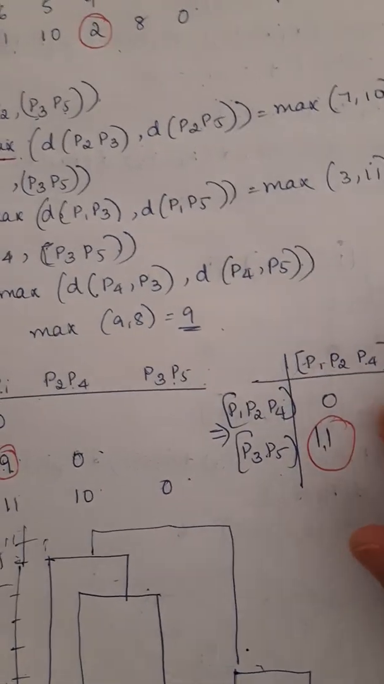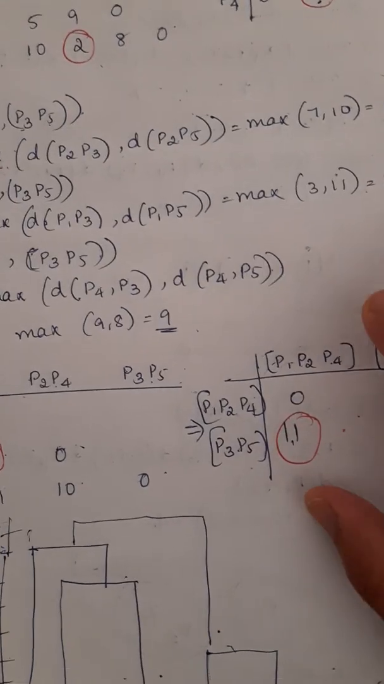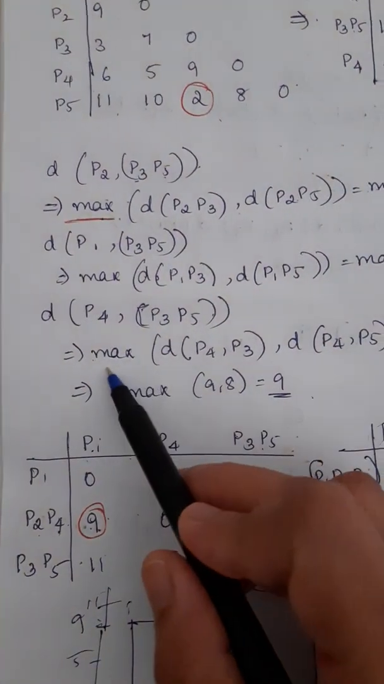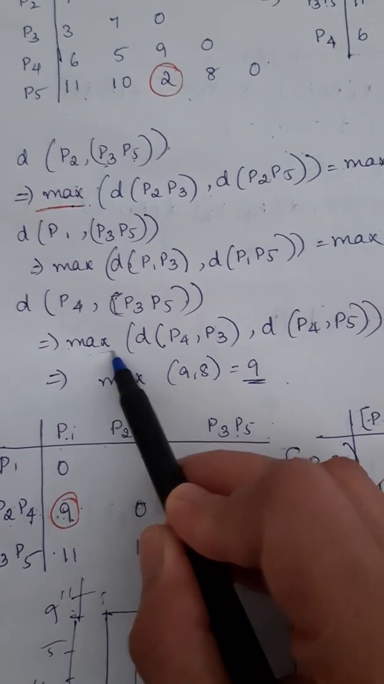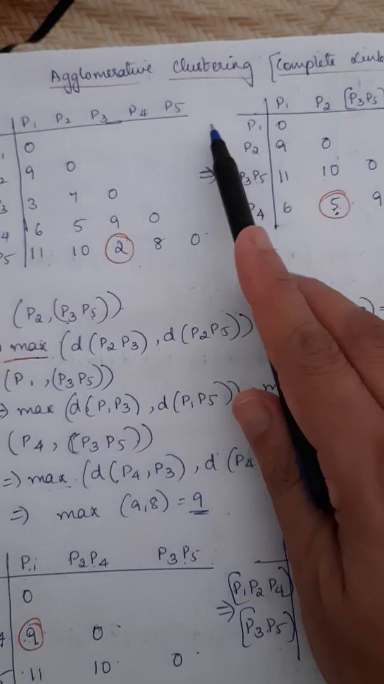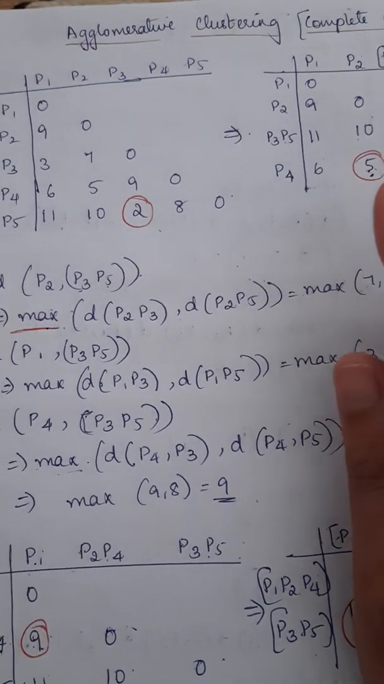The distance calculations are exactly the same as the previous. The only thing to remember is you are supposed to take the maximum value instead of the minimum value in the case of complete linkage in agglomerative clustering.